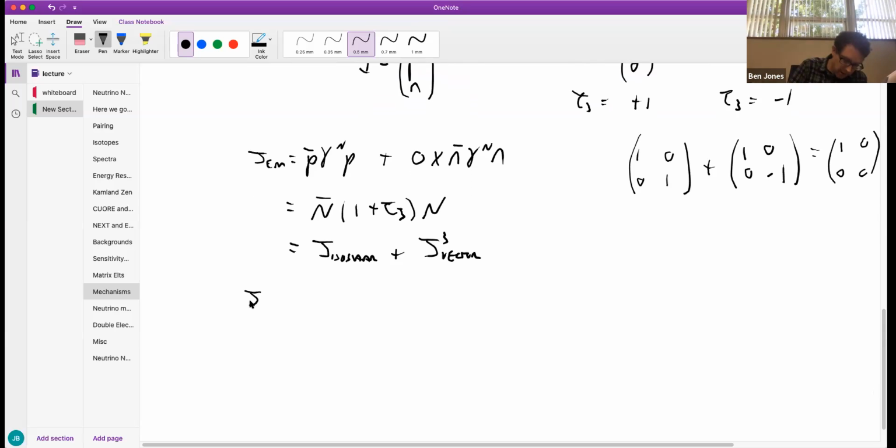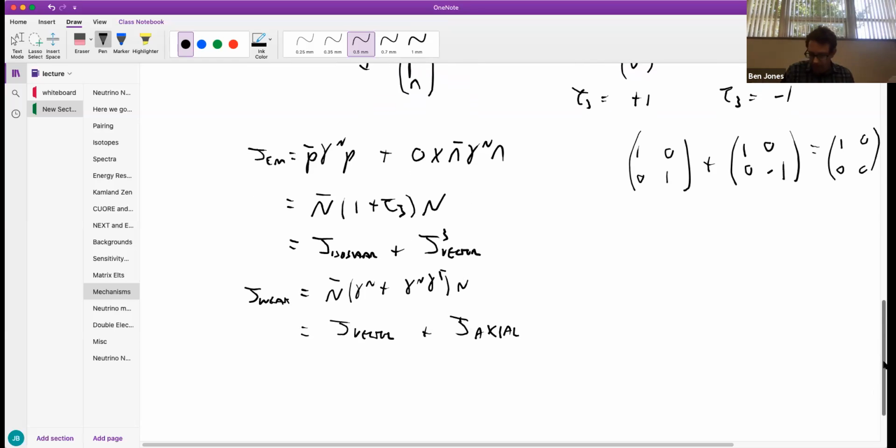Now the weak current couples more complicatedly. The weak current has a vector part and an axial part, as we know. So the weak current couples to the nucleon, and it's got a vector part, gamma mu, plus gamma mu gamma 5. Okay, and so we can think of this as a vector current plus an axial vector current.